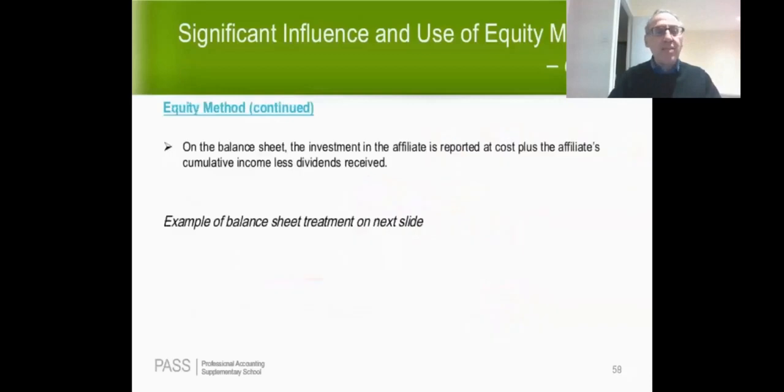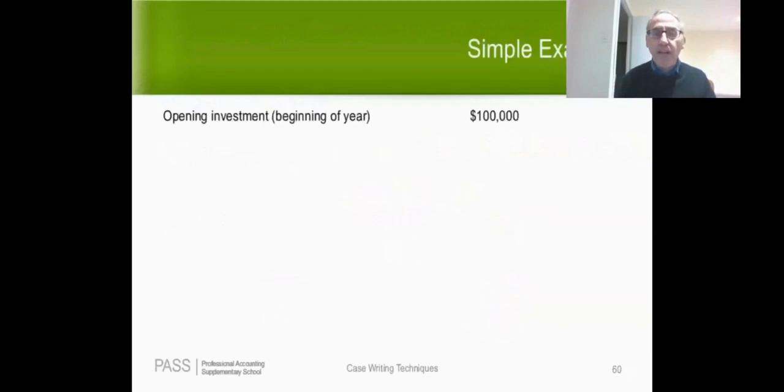Okay, now let's take a look at the balance sheet. No problem, my pleasure. On the balance sheet, the investment in the affiliate is reported, and when I say affiliate, I mean the associate or investee, is reported at cost plus the affiliate's cumulative income less dividends received. So let me just demonstrate this numerically, because that's the easiest way to understand this. What we would do on the balance sheet is the following.